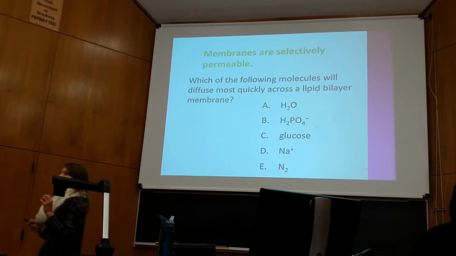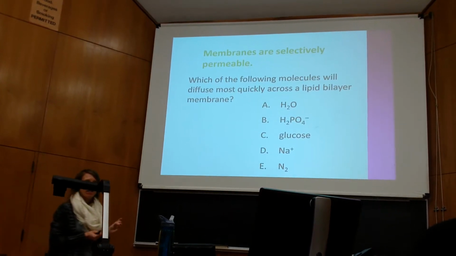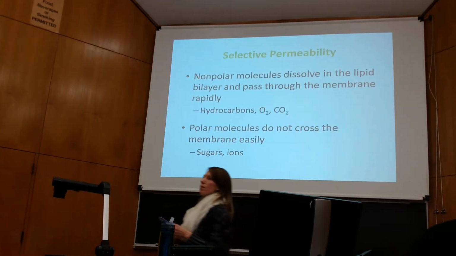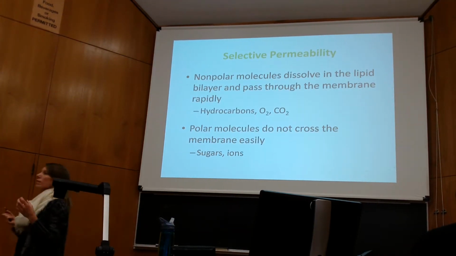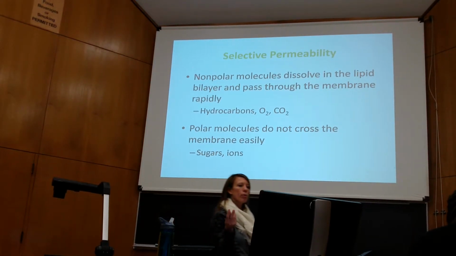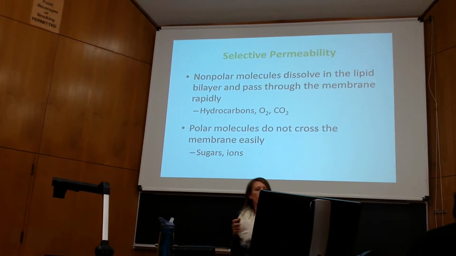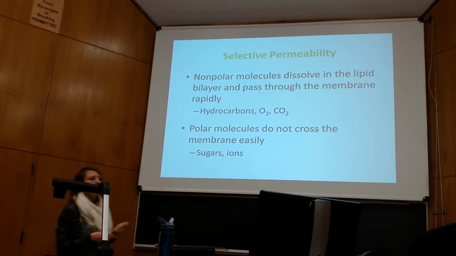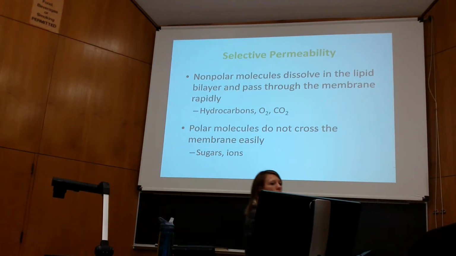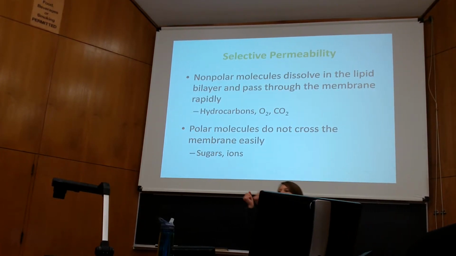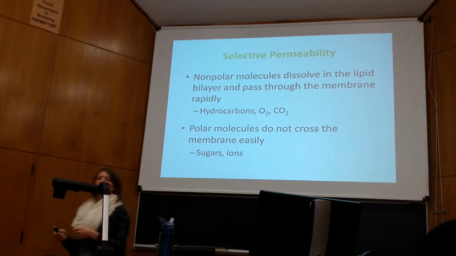It's N2. Is N2 polar? No. What about all these other molecules or ions? Are they polar? Yes. So the membrane is selectively permeable. Basically, only non-polar small molecules can move across the membrane without some sort of help. So little hydrocarbons, oxygen, nitrogen, carbon dioxide, they can move across the membrane. But polar molecules, like sugars and ions, cannot be moved across the membrane very easily. Because if you think about it, those polar heads are attracted to them, so they just want to stick. They don't want to allow it through.